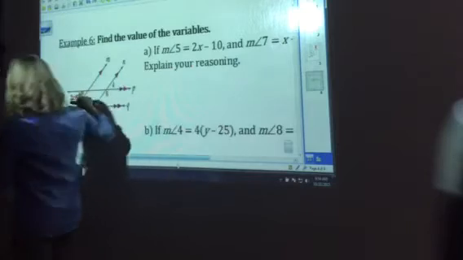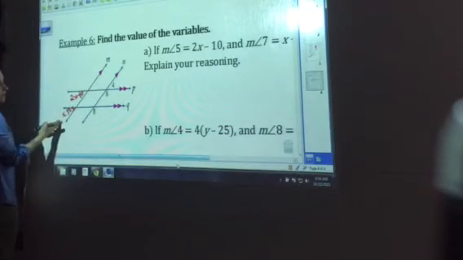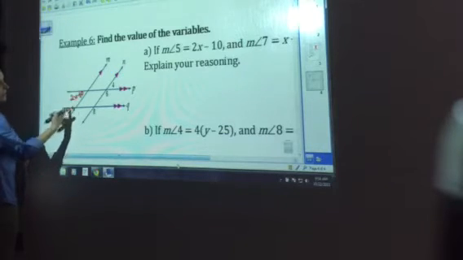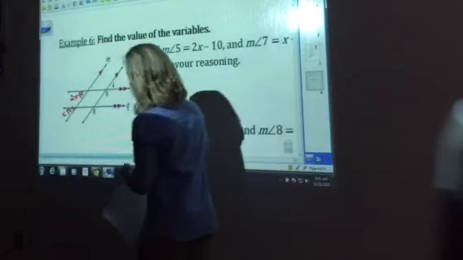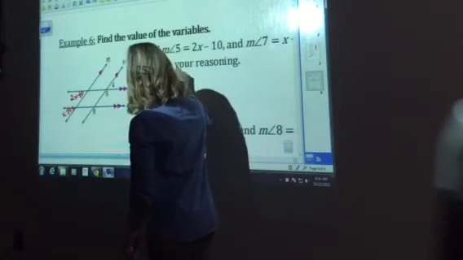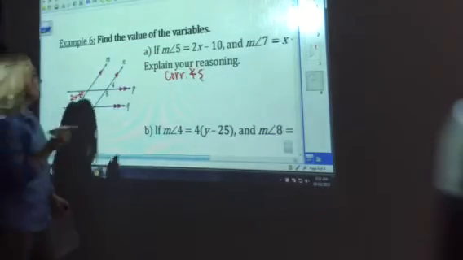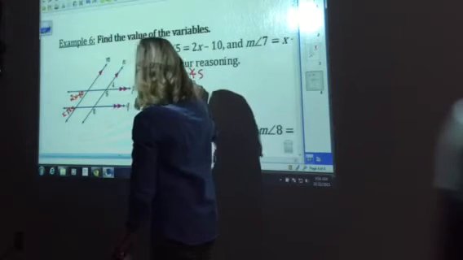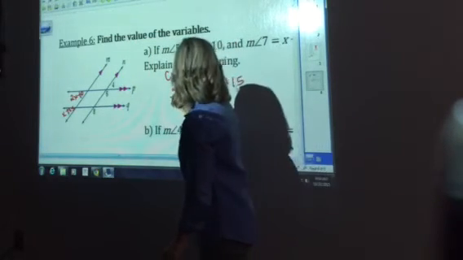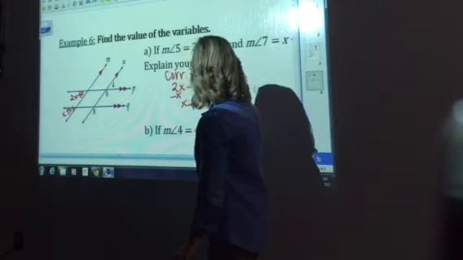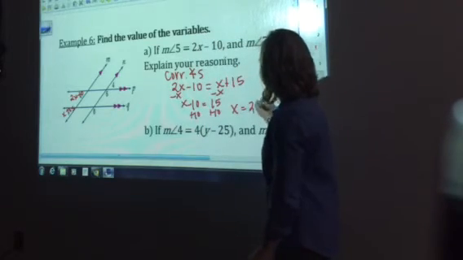Okay, so the relationship between 5 and 7, notice they are both on the left of our transversal M, and they're also below P and Q. So these two are actually going to be congruent to each other. They're corresponding. And if corresponding angles are congruent, then 2x minus 10 is equal to x plus 15. So when I subtract x, I get x minus 10 is equal to 15. Plus 10, plus 10, x is equal to 25. All right?